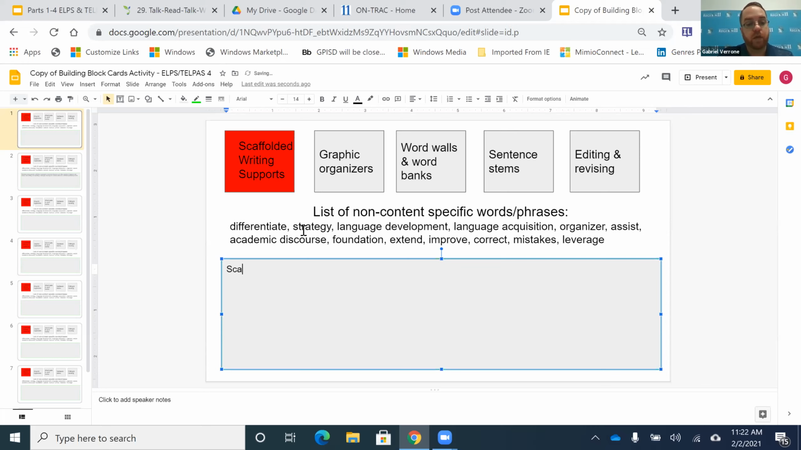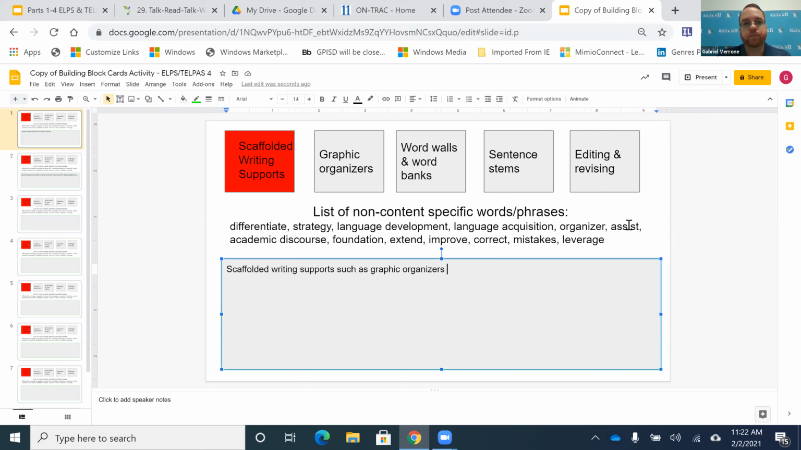So let's start like this. Scaffolded writing supports such as, all right, scaffolded writing supports such as graphic organizers do what? What are they? What do they do? How do they help English learners? Somebody unmute and jump on it or chat it up.